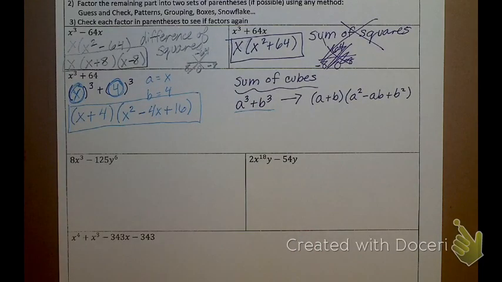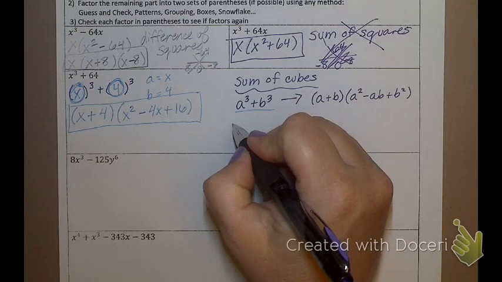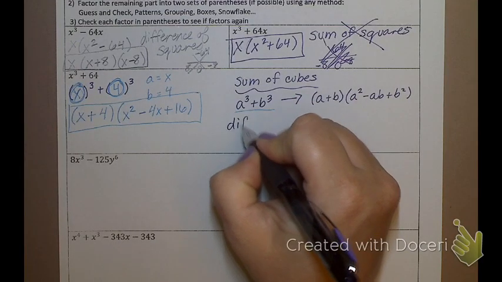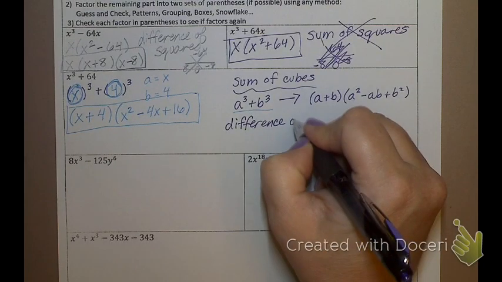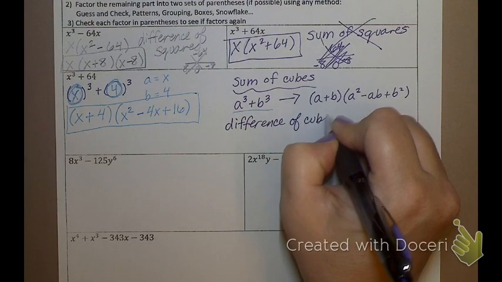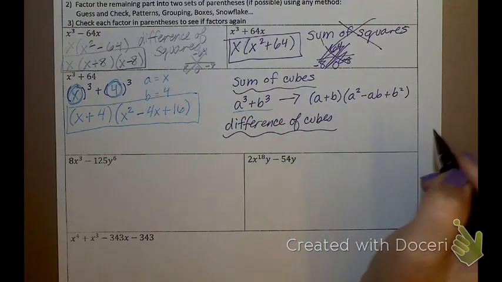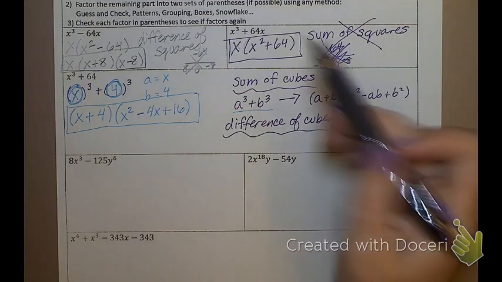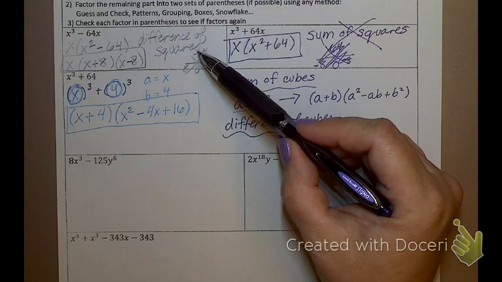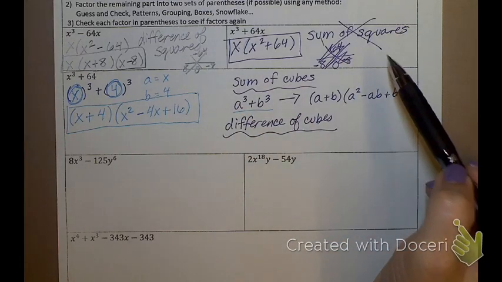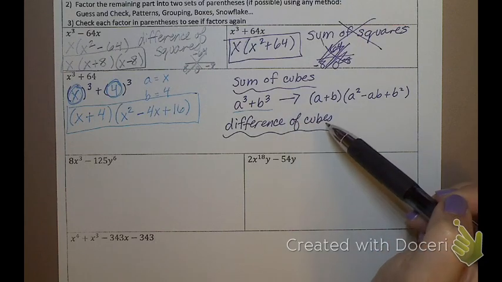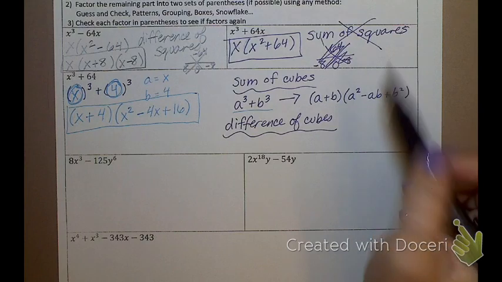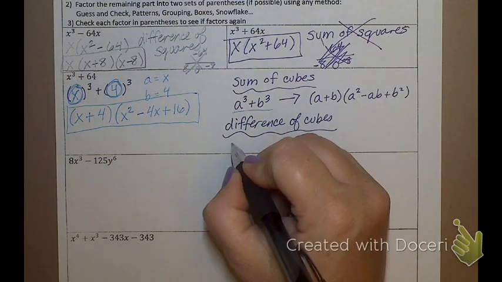Now, I'm sure you're going to be happy to learn that there is also a formula for the difference of cubes. Now let's go back for a minute. You can factor a difference of squares. You cannot factor a sum of squares. You can factor a sum of cubes and you can factor a difference of cubes. You can factor both when we're talking about cubes. Okay? So here is the difference of cubes.